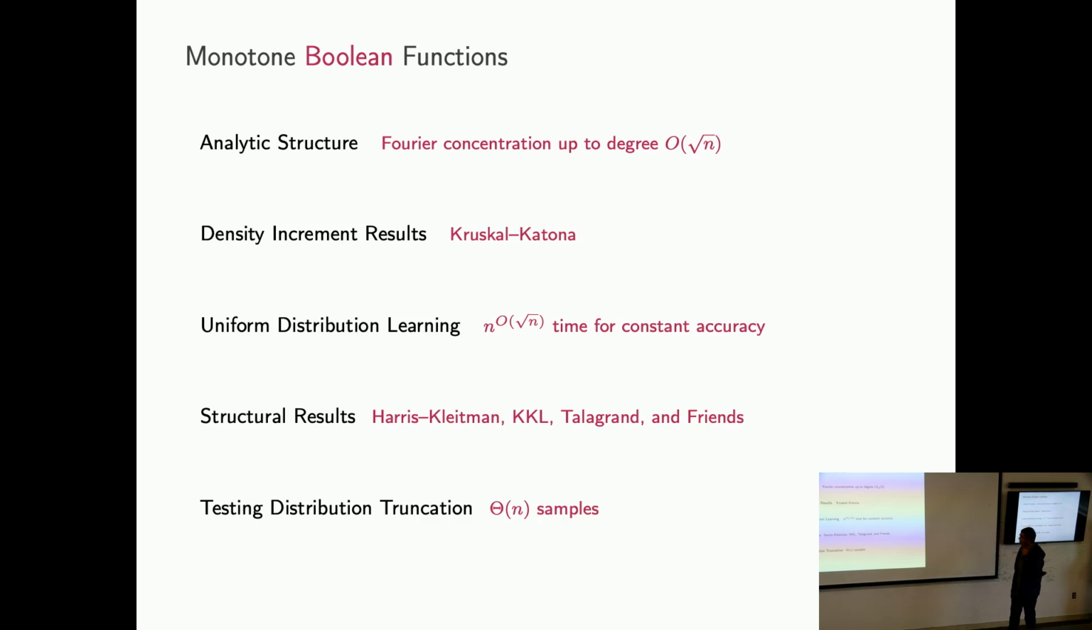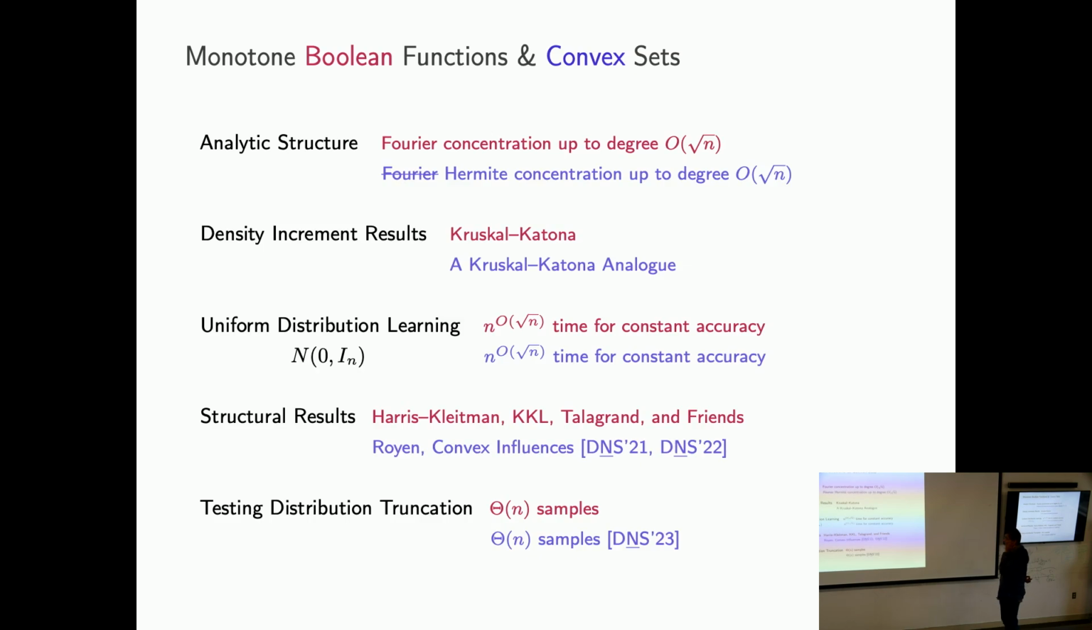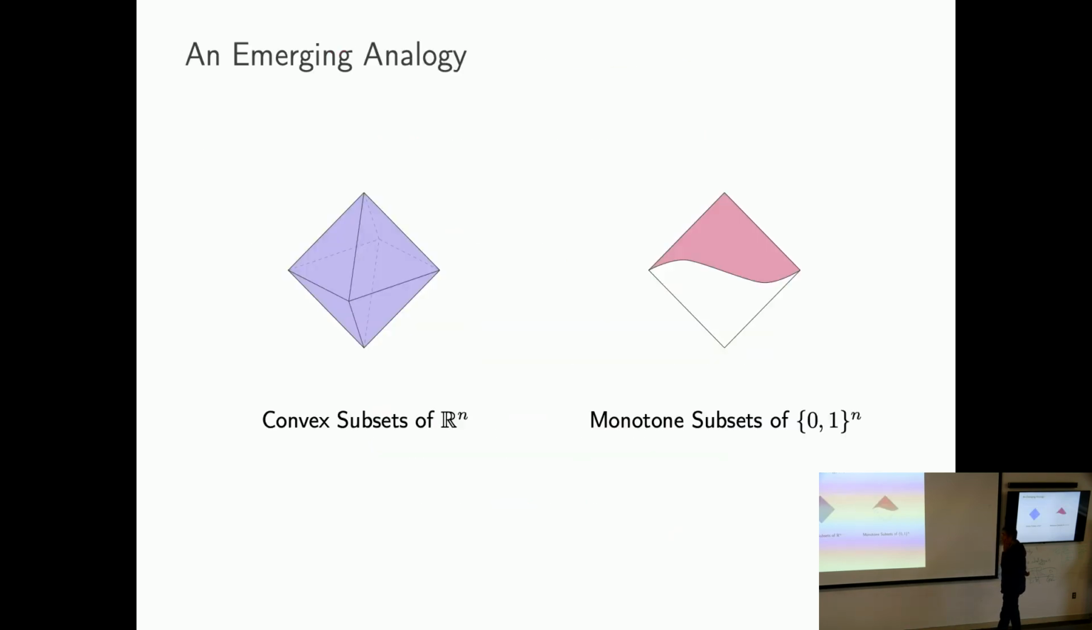But it turns out you can ask almost all of these questions for convex sets as well. And often the results turn out to be strikingly similar. So there's not only a qualitative correspondence, but also a quantitative correspondence between these two seemingly unrelated settings. And I spent a lot of time in grad school trying to understand this correspondence a bit better. And so there's kind of this weird analogy between convex subsets of Rn and monotone subsets of the Boolean hypercube.